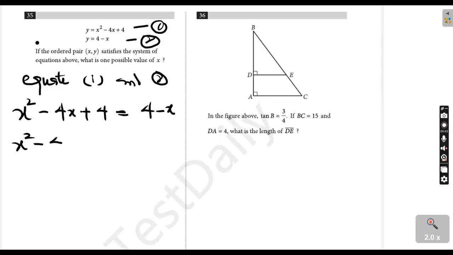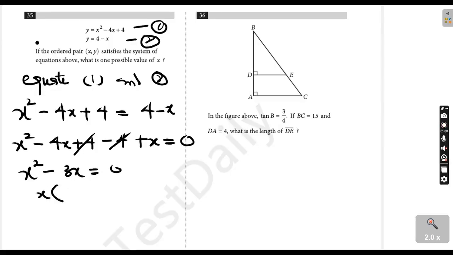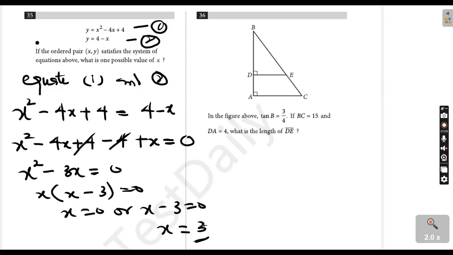So we have x squared minus 4x plus 4. Transfer all the terms on the right to the left, equals 0. So this is x squared. This plus 4 cancels minus 4. Minus 4x plus x, that is minus 3x, equals 0. Factor out x. You have x times x minus 3 equals 0. So x equals 0, or x minus 3 equals 0. So here x equals 3. So the possible value of x is 3.